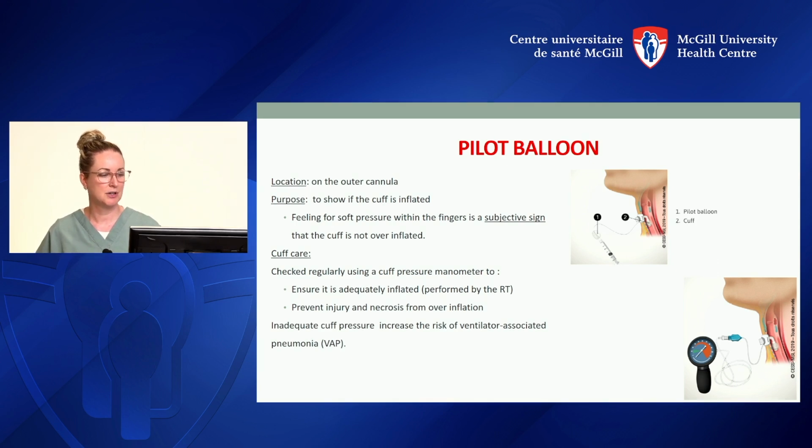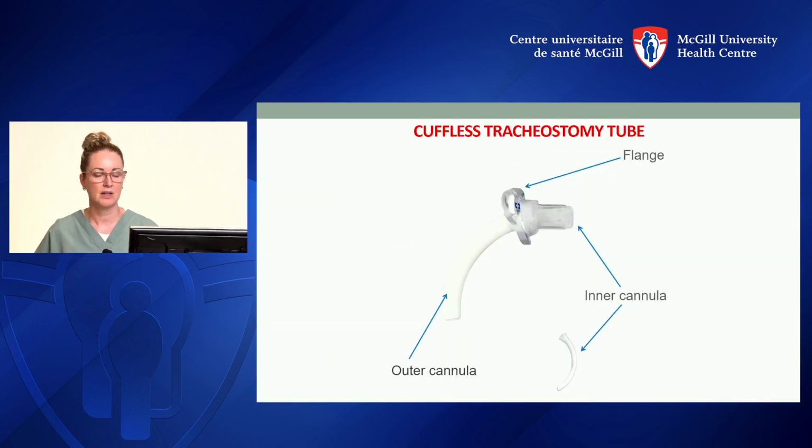And again, inadequate cuff pressure increases the risk of ventilator-associated pneumonias, because you can have leakage of the secretions around, going into the patient's lungs. A cuffless tracheostomy tube. So I just talked about the cuffed tracheostomy tube, and now the cuffless tracheostomy tube. You'll notice on this tracheostomy tube, there is no pilot balloon and there is no cuff around the outer cannula. Why does a patient need a cuffless tracheostomy tube?